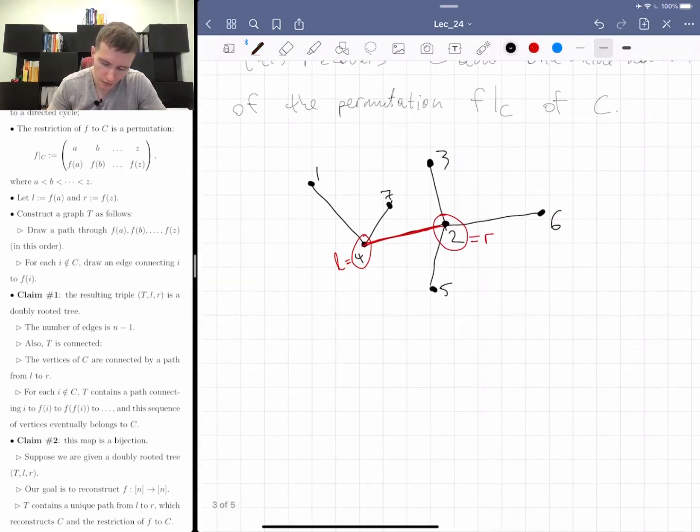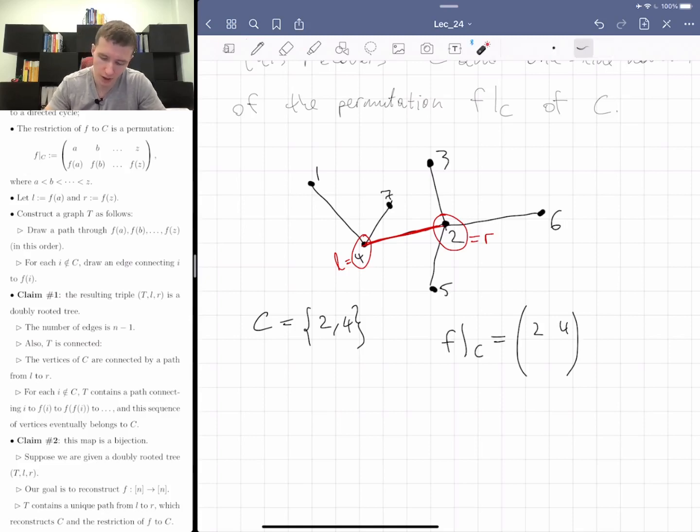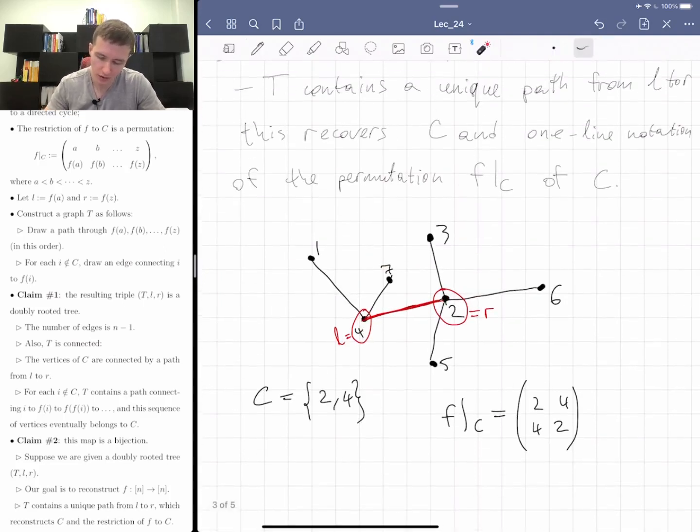And I see from here that the cycle C, the set C is 2, 4, and the restriction of f to C is 2, 4. In the top row they are increasing, in the bottom row they are in the order they appear in the path from L to R: 4, 2. That's how you recover f sub C, f restricted to C from this triple.